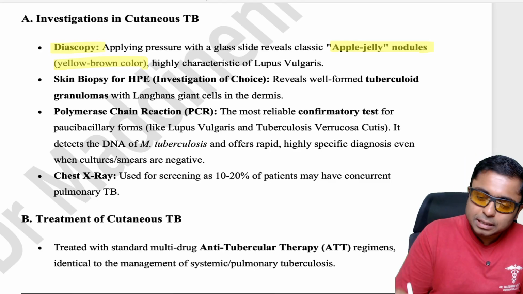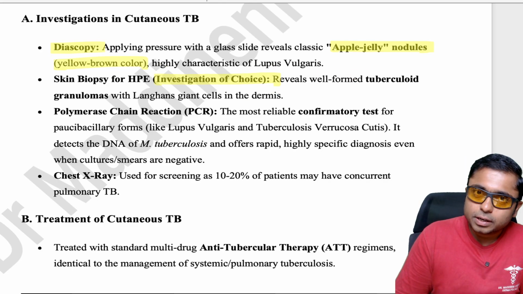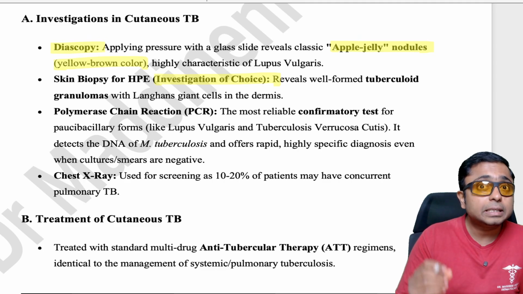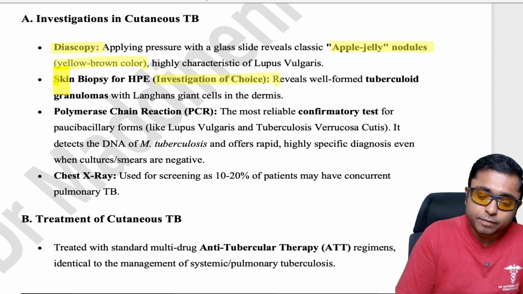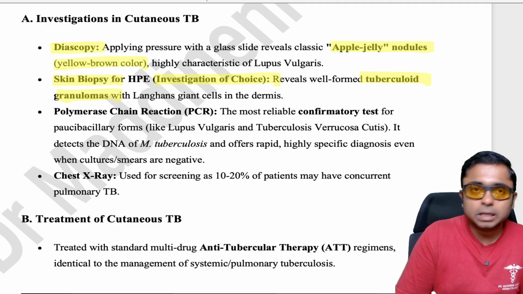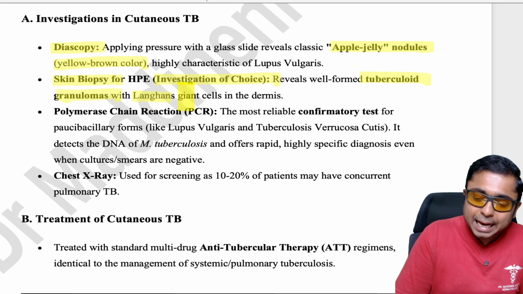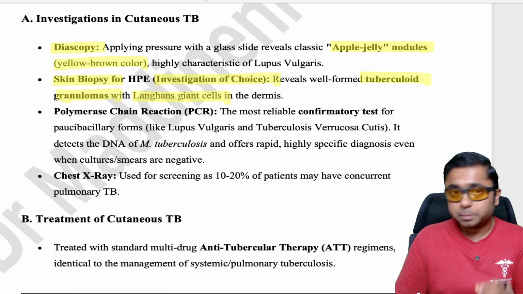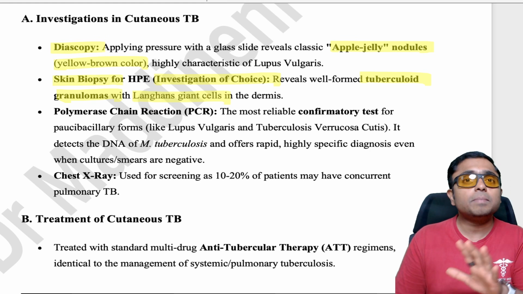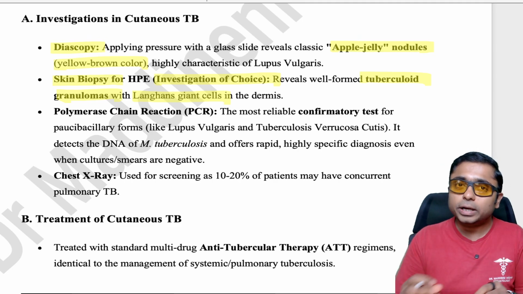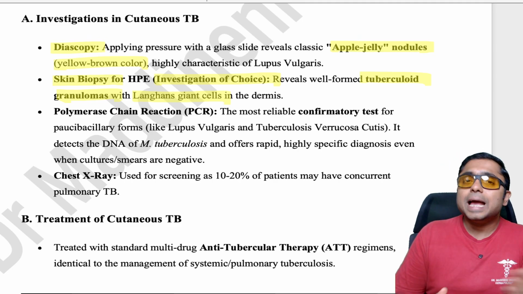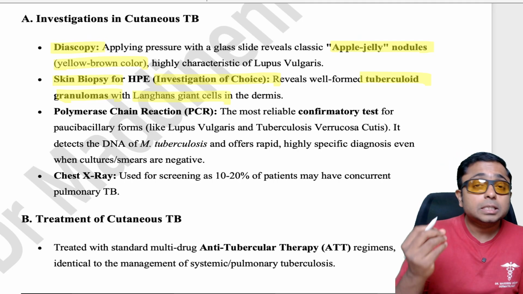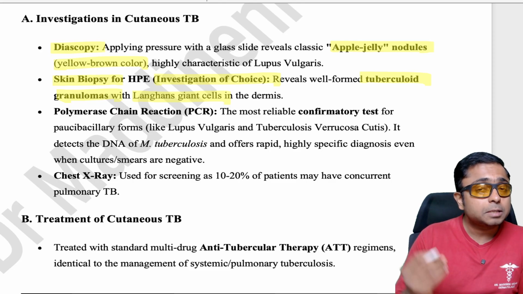And what is the investigation of choice for diagnosing cutaneous tuberculosis? Obviously, it's going to be the biopsy of the skin, where we are going to see the tubercular granulomas along with the Langhans giant cells in the dermis. Remember, Langhans giant cells are different from Langerhans cells, which are the non-keratinocytic cells which are present in the epidermis, especially in the stratum spinosum layer, and they are the antigen presenting cells.